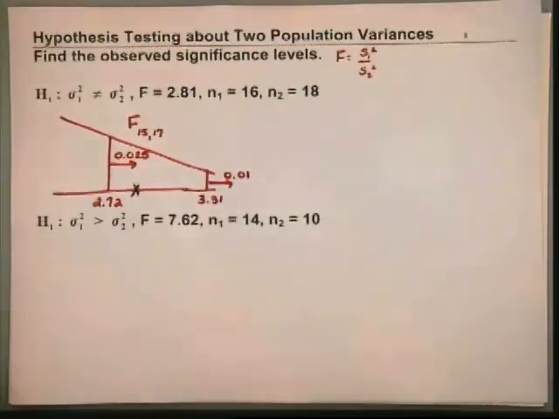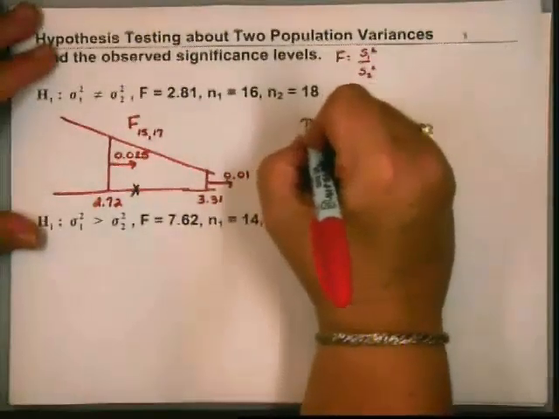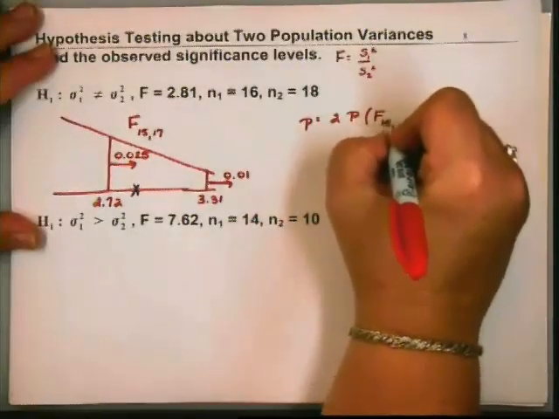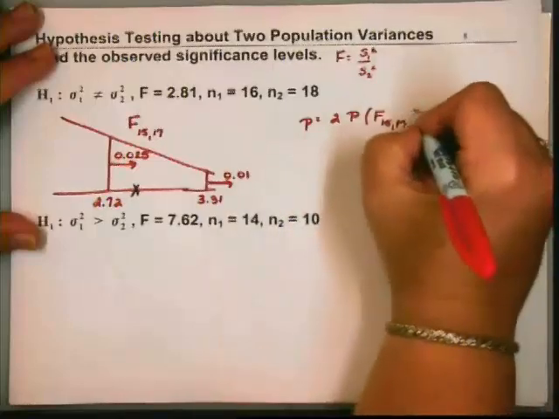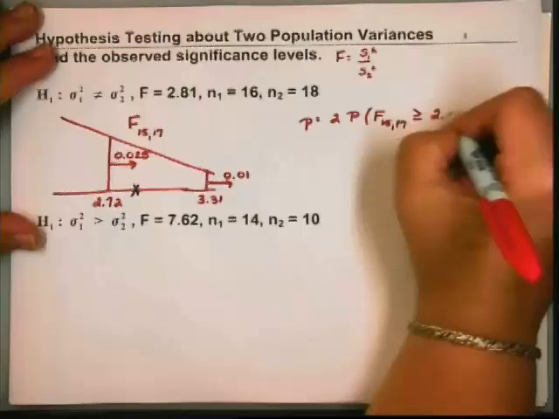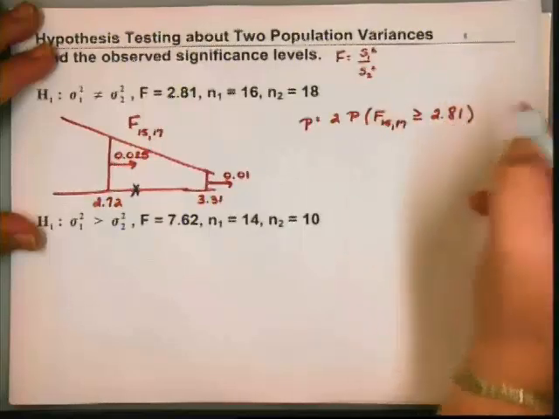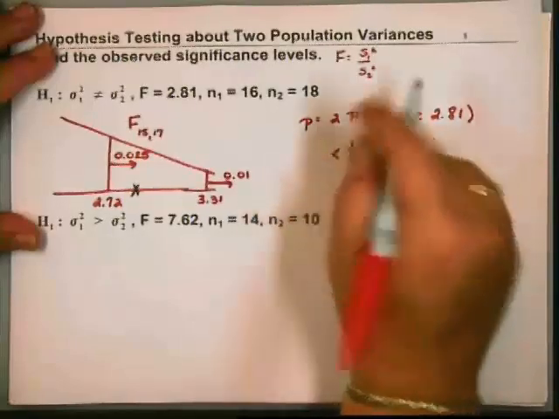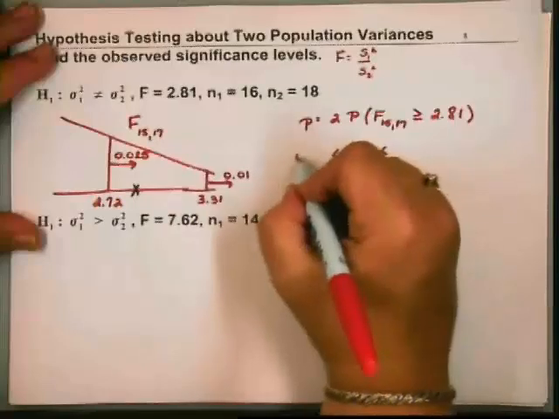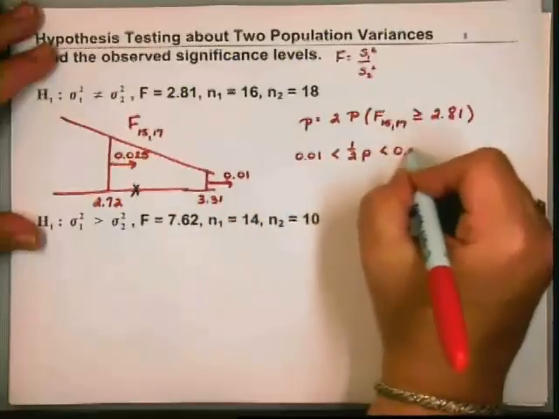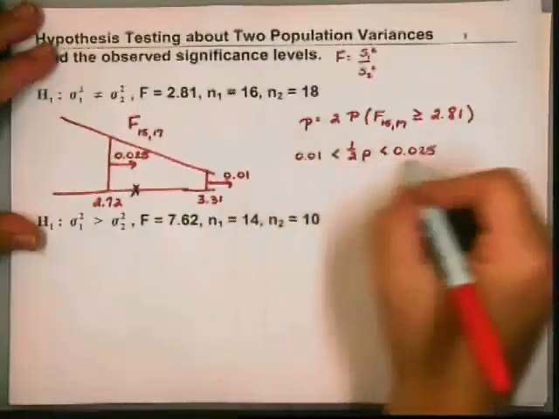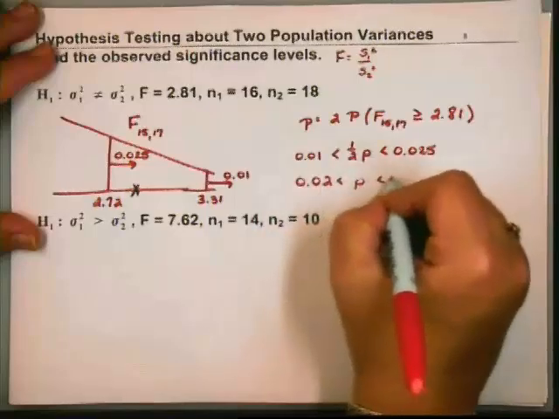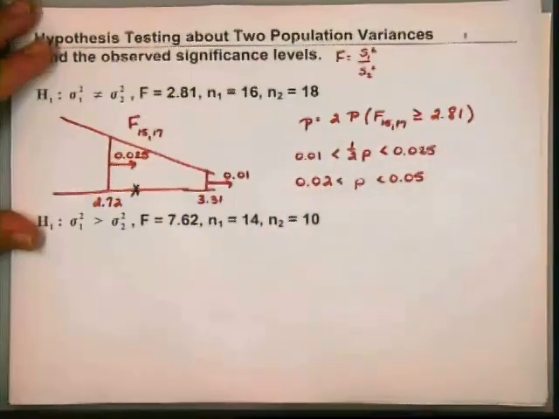So our p-value is 2 times the probability of an F with 15 numerator and 17 denominator degrees of freedom being greater than or equal to 2.81. When we look up that area, we're finding half of the p-value. That probability is bounded below by 0.01 and above by 0.025. Double it, so our p-value is between 0.02 and 0.05. Agreed?